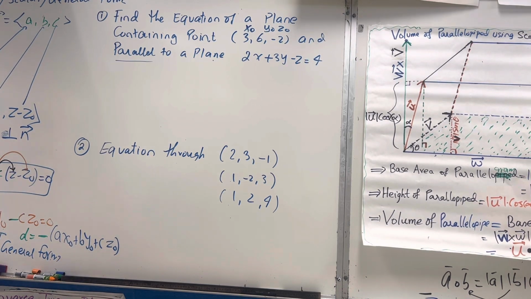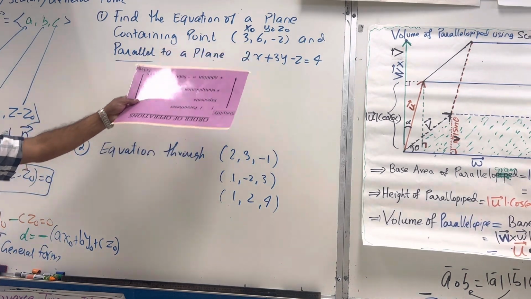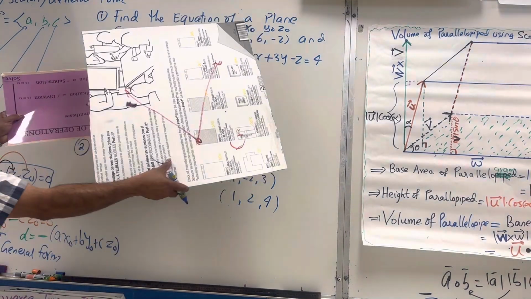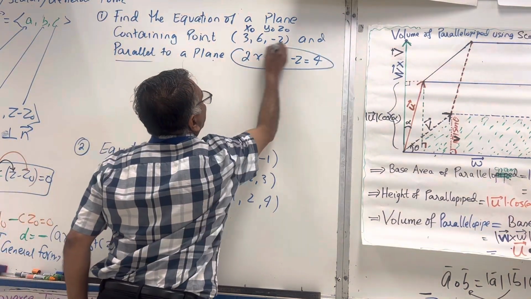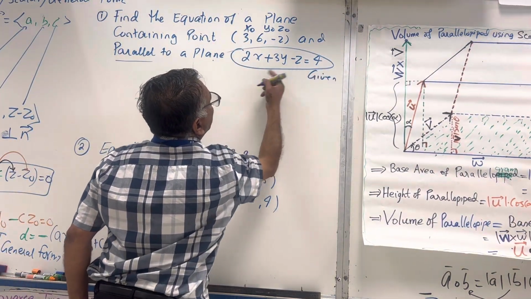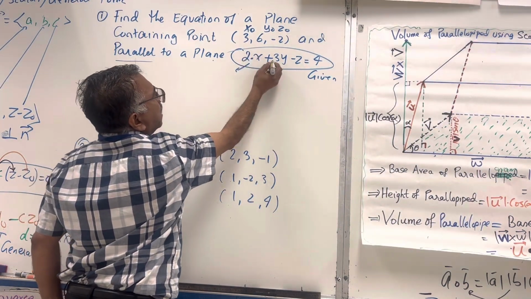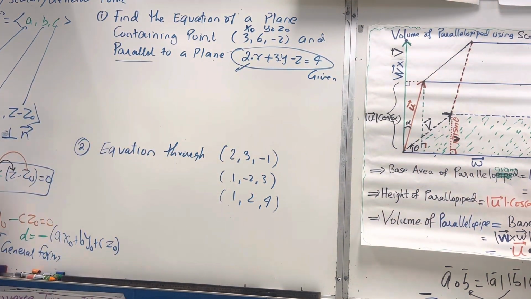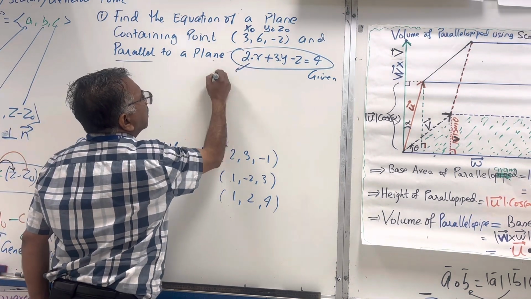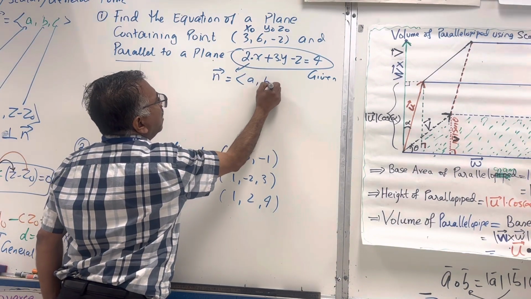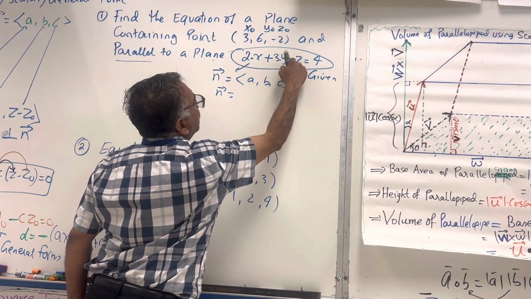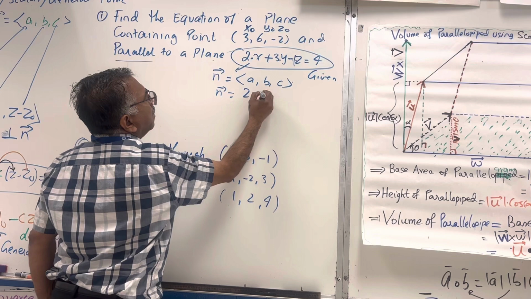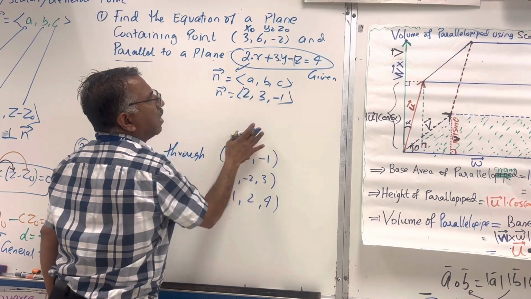So this plane contains that point, and it is parallel to the given plane. So whatever is given to you, I can write it in this form. Remember, whatever multiplies x, y, z, those a, b, c are the coefficients. So the normal vector is nothing but a, b, c, and in this example it is 2, 3, and minus 1. There's no number for z, so it is 2, 3, and minus 1. That's a, b, c, you already know.